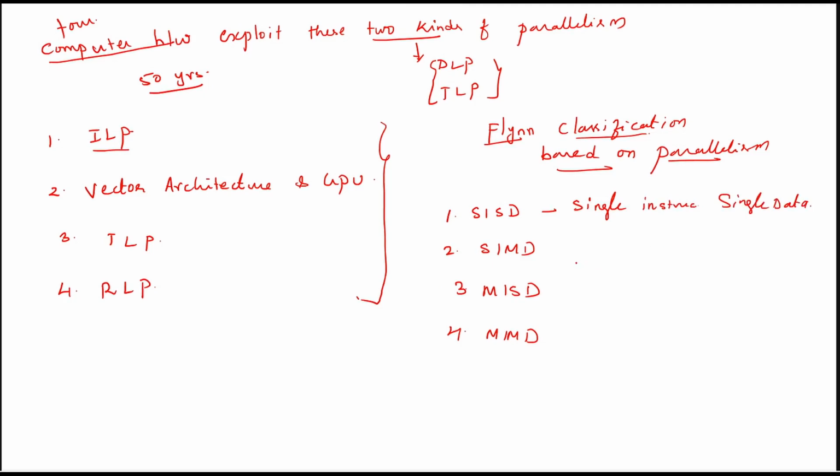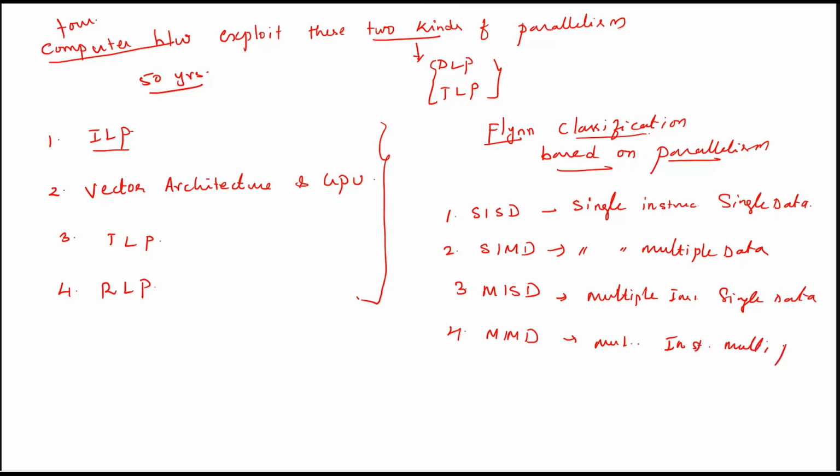The next one is SIMD, the same thing: single instruction, multiple data. Another one is MISD, multiple instruction, single data. And the last one is MIMD, multiple instruction and multiple data. Nowadays, whatever computers we have today, all of them fall into one of these categories: SISD, SIMD, MISD and MIMD.